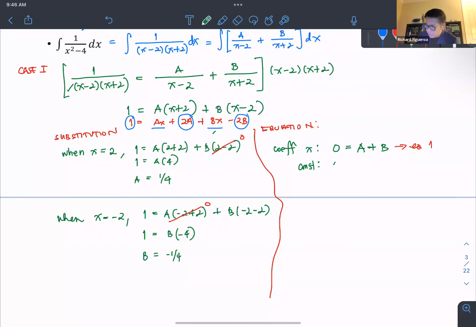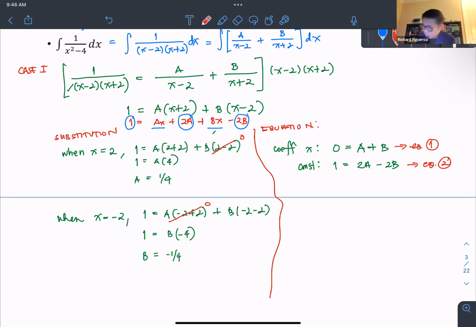So that makes it 1 is equal to positive 2A, and then I'll have negative 2B. So 1 is equal to 2A minus 2B. I now have equation 2. Equation 1 and then equation 2. And I can do the elimination method, or if you want, you can use the substitution method as well. But I want to use elimination.